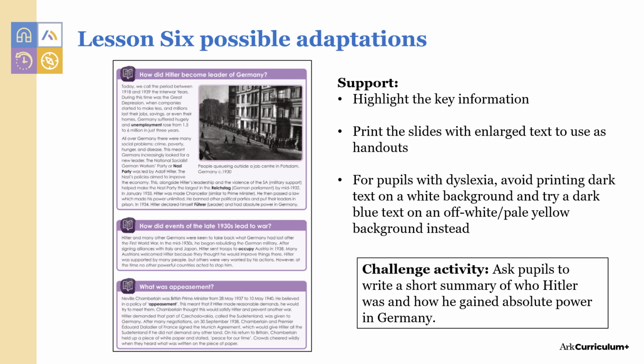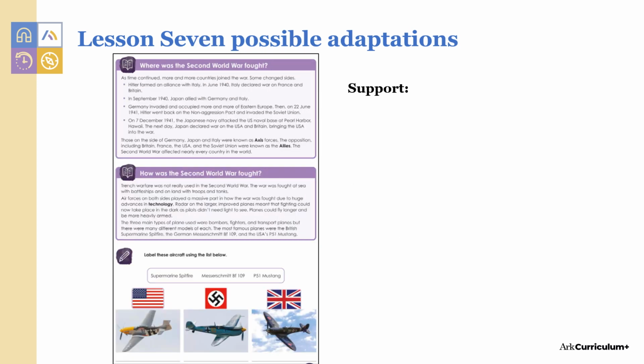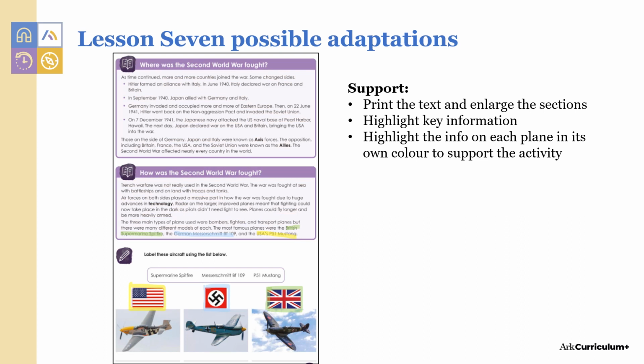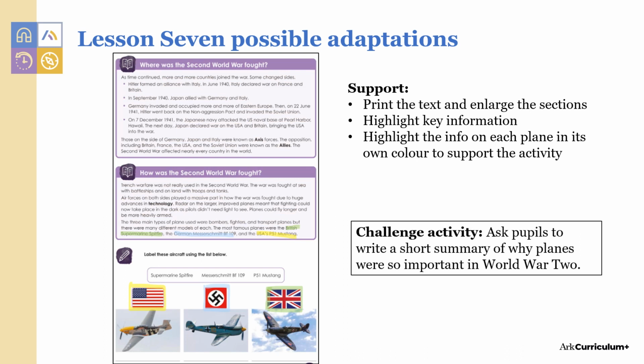Challenge pupils to write a short summary of who Hitler was and how he gained absolute power in Germany. To support pupils in Lesson 7, you could print the text and enlarge the sections, or highlight the key information. For the activity, you can highlight the information on each plane in its own colour to support the activity, like so. Challenge pupils by asking them to write a short summary of why planes were so important in World War II.